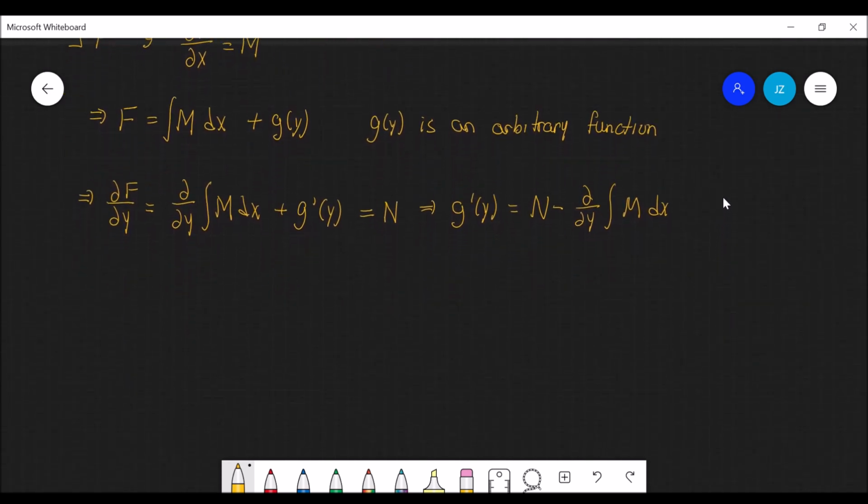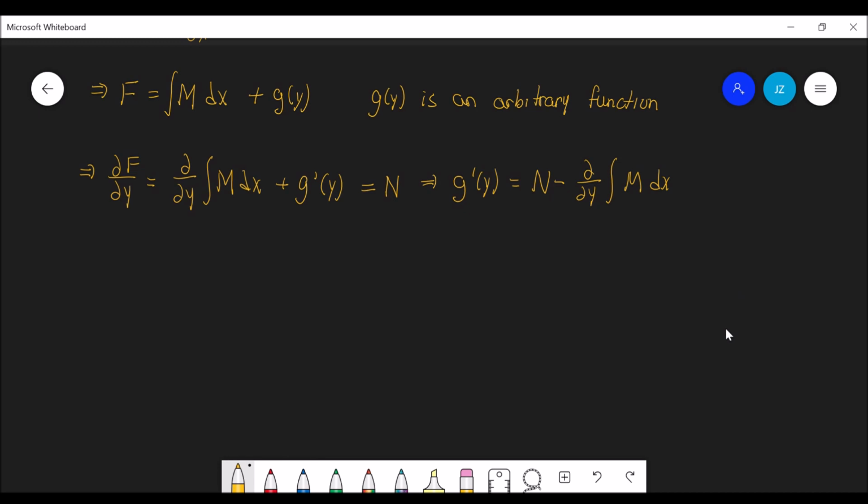We need to find what this arbitrary function g of y is. We can do this now by integrating both sides of this equation with respect to y. So this will give us that g of y is equal to the integral of N with respect to y, now simply minus the integral of partial y of the integral of M dx. And of course, this is with respect to y.